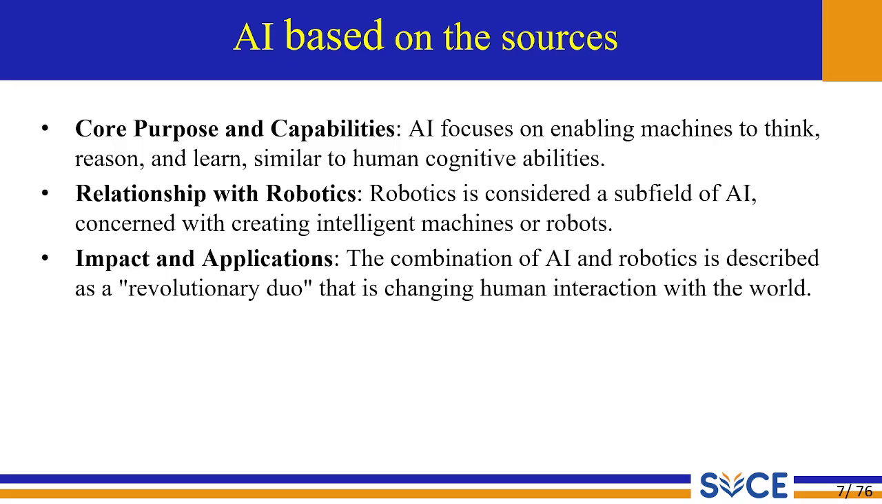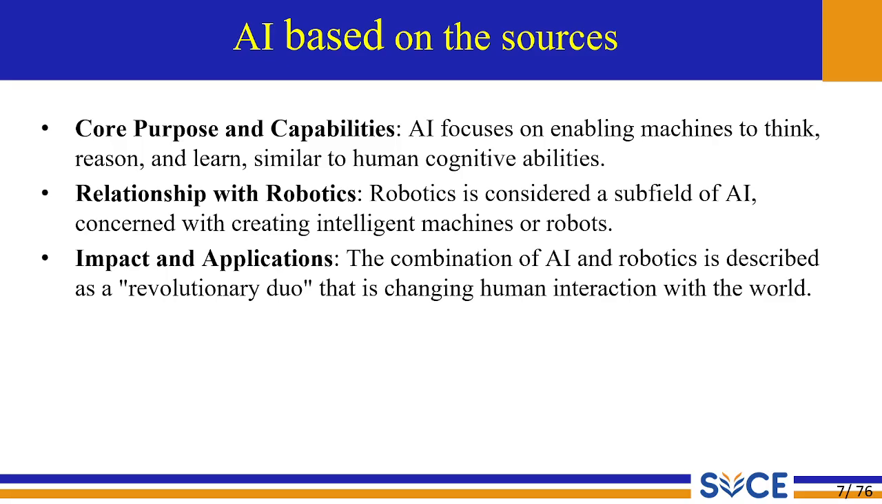Next one is relationship with robotics. Here's where it gets interesting. Robotics is like AI's adventurous cousin. Robots are the physical bodies, while AI is the brains behind the moves. Together, they create intelligent machines that can perform tasks, from assembling cars to performing delicate surgeries. So, when you see a robot dog dancing on YouTube, remember that's AI and robotics teaming up.